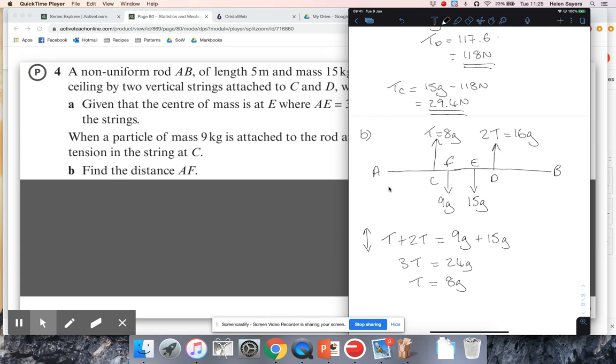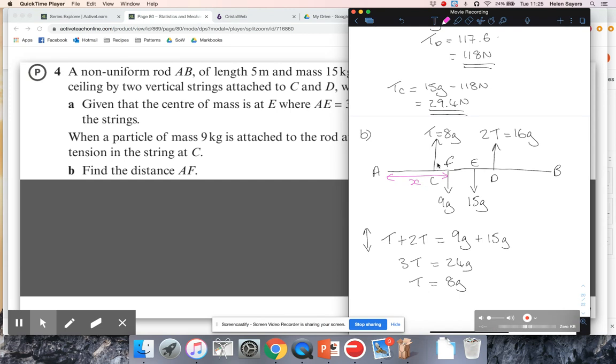All right, so now I need to think about where to take moments. I'm trying to find this distance here, and I have got a few options. I could take moments about A. I don't know if that's necessarily the quickest way, but I think it might be the most obvious way. I've got 4 forces to worry about, the 8G, the 16G, the 9G, and the 15G, but I know all of the distances apart from X, and that's the one I'm trying to find.